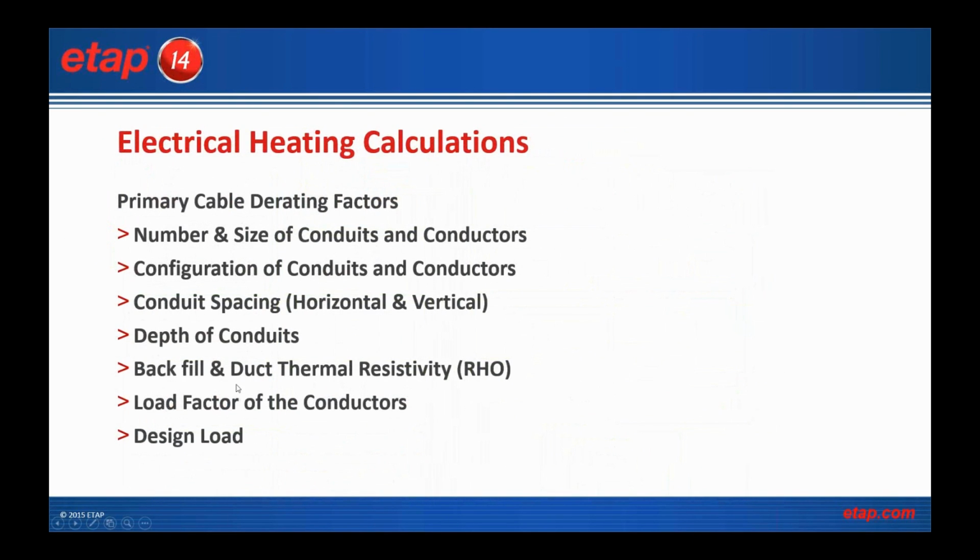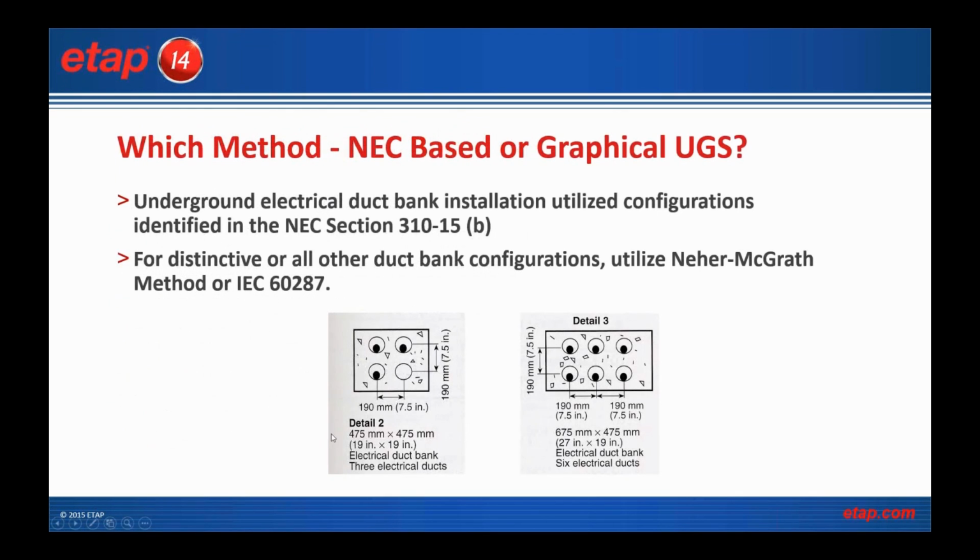So when we are essentially derating the system, we look at the number and the size of the conduits, the configuration, the arrangement, horizontal, vertical arrangement, the depth of the conduits from the surface. So the deeper you go, we expect the soil to be cooler, but it takes longer for the heat to be dissipated as well. So depth plays a factor. You also have situations where you may have two duct banks or two conduits directly buried close to each other. The backfill makes a difference, and so does the load factor or the ampacity going through the conductor.